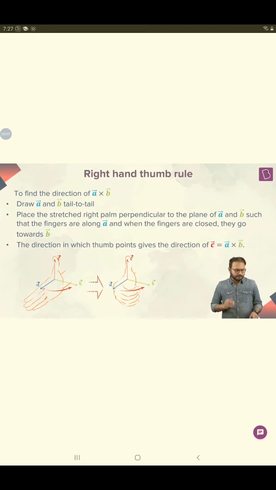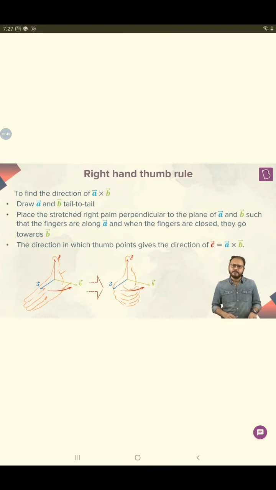Right hand thumb rule. This is one unit. All your four fingers together is one arrow. Align this arrow, not this way, this way. First of all, the right hand thumb rule works not in this position, but in this position. Slicing position. Point number one. A cross B: align this arrow along the first vector A. Curl your right hand, again as a unit. Curl this along the B.